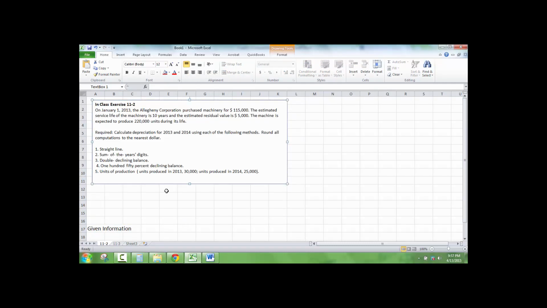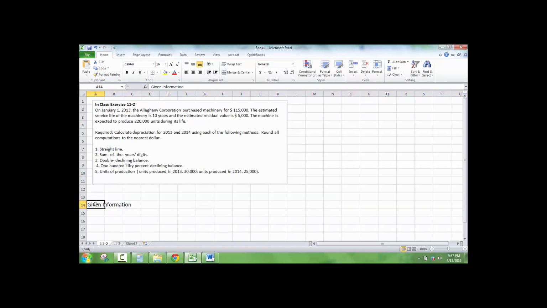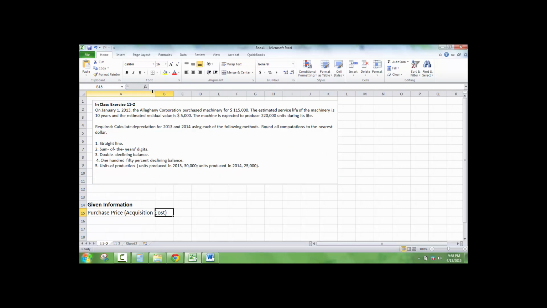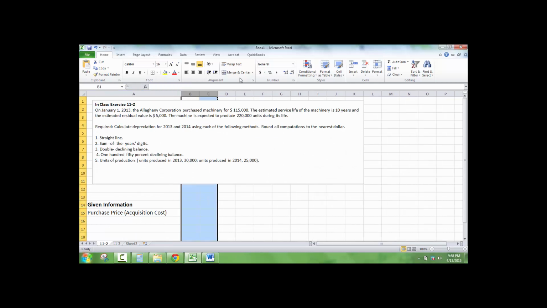Make this slightly larger. All right. So that it's easier to read. So our given information is purchase price, also called acquisition cost, was $115,000.